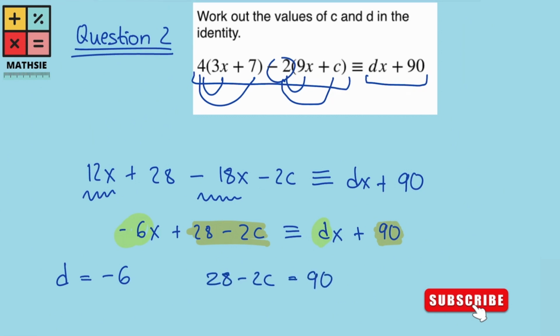All I need to do now is just solve this equation. What I need to do is minus 28 on both sides. Lastly, I need to divide by the number in front of c, which is just minus 2. So c would be equal to 62 divided by minus 2, which gives me minus 31. And that is, my solutions would be that d is minus 6 and c is minus 31.